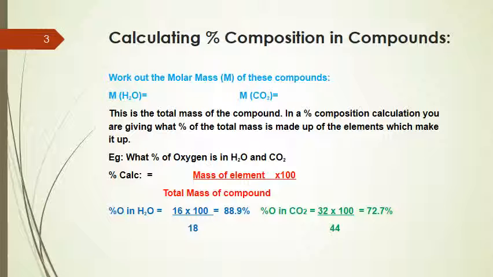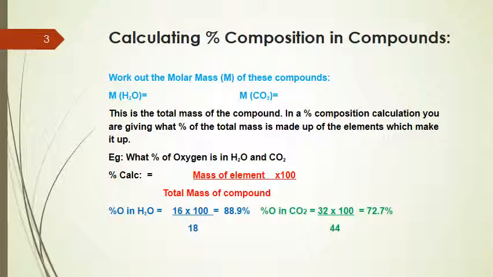In the percentage composition calculation, you are working out what percentage of the total mass is made up by the elements which make it up. So for example, what percentage of oxygen is in water and carbon dioxide? For the percentage calculation, the equation you're using is essentially the mass of the element times 100 divided by the total mass of the compound.